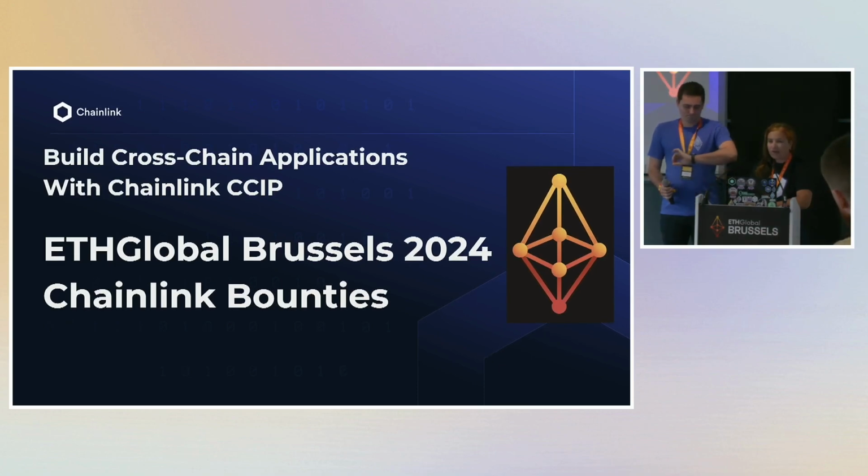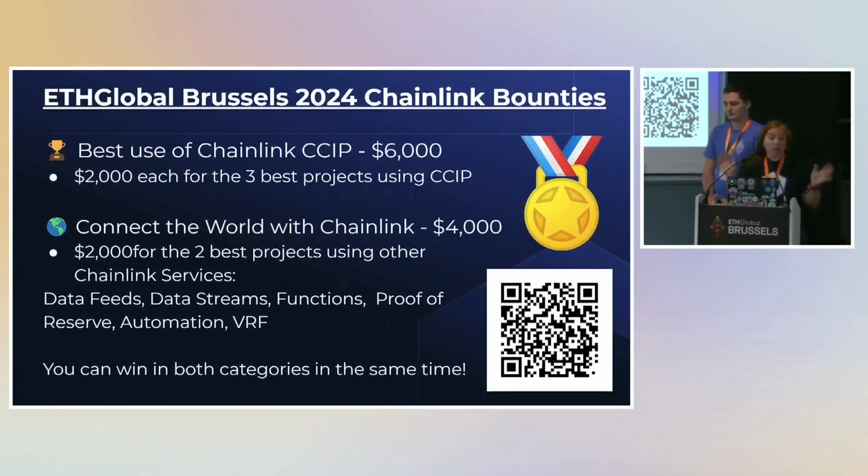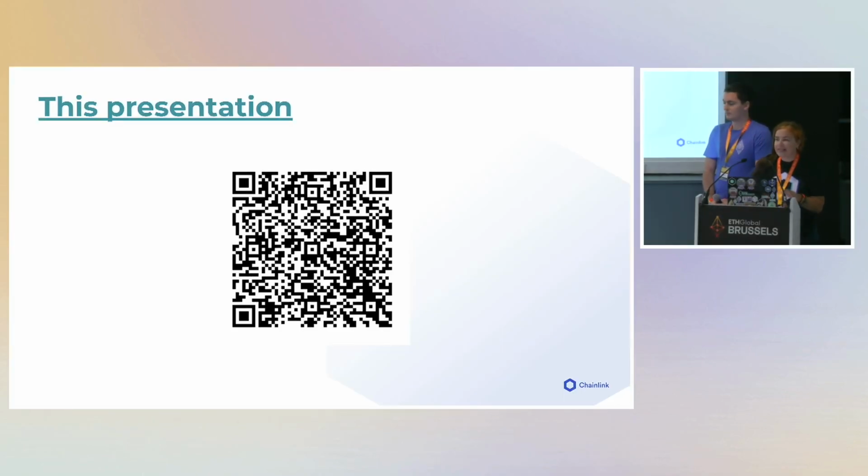Let's start talking about our hackathon. Probably you saw it before, but you can choose two different tracks. One is to use CCIP, and the three best projects can win 2,000 each, or you can use the other Chainlink services and win 2,000 each. We have two bounties on this, and maybe you are using more than one Chainlink service and you can win both of these. It's possible. And this is the most important QR code for you. It's everything that you need for this hackathon.